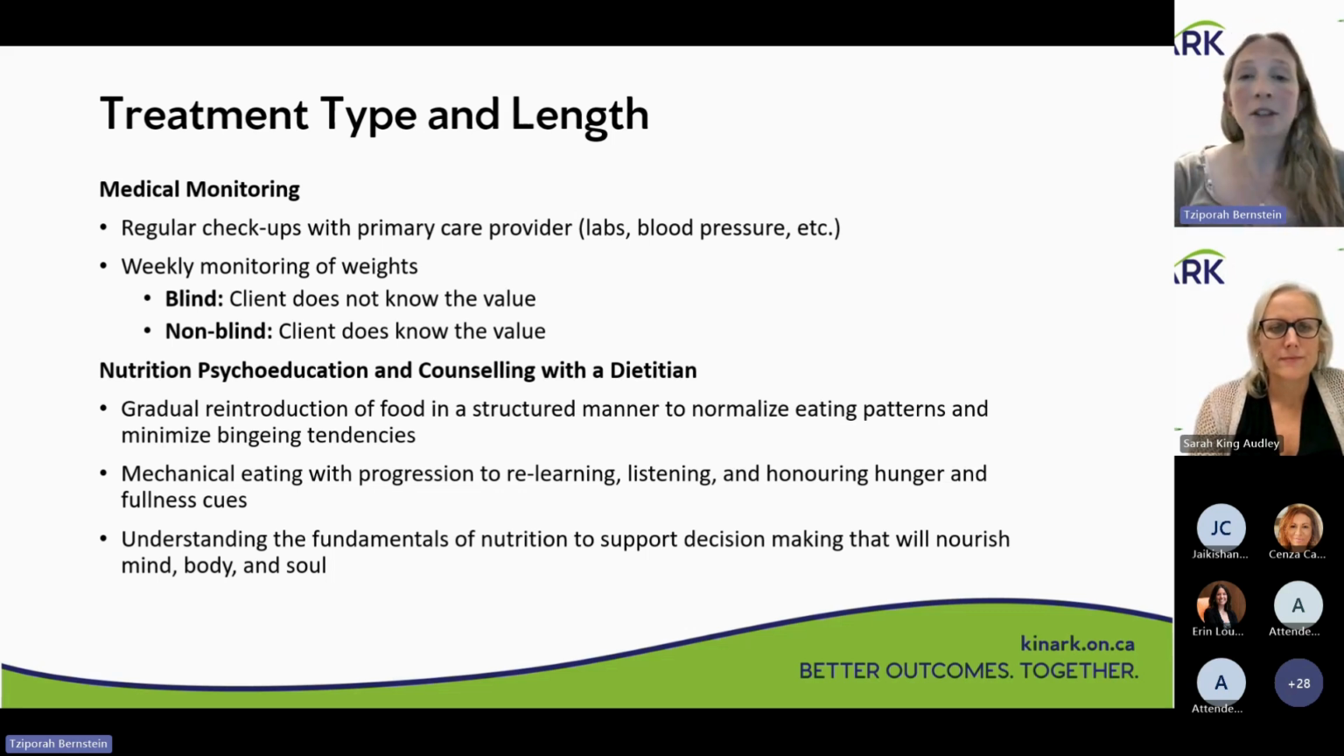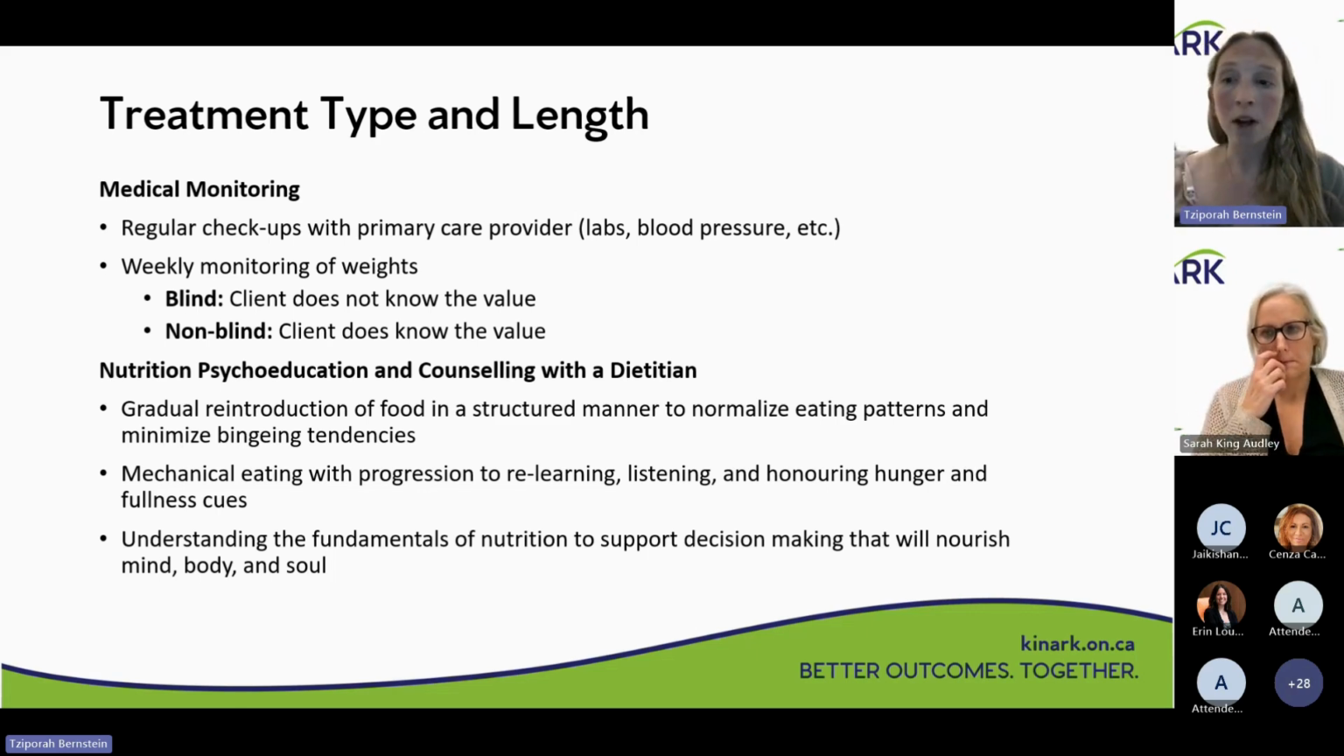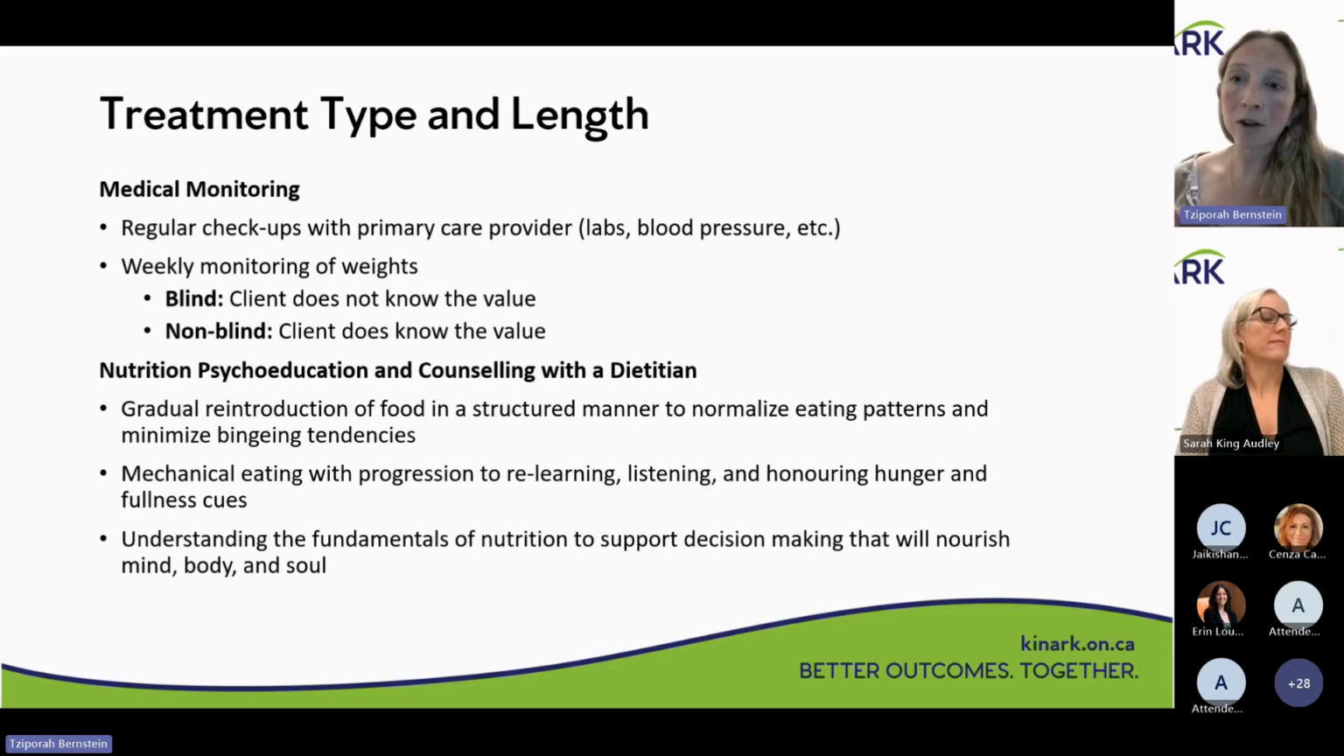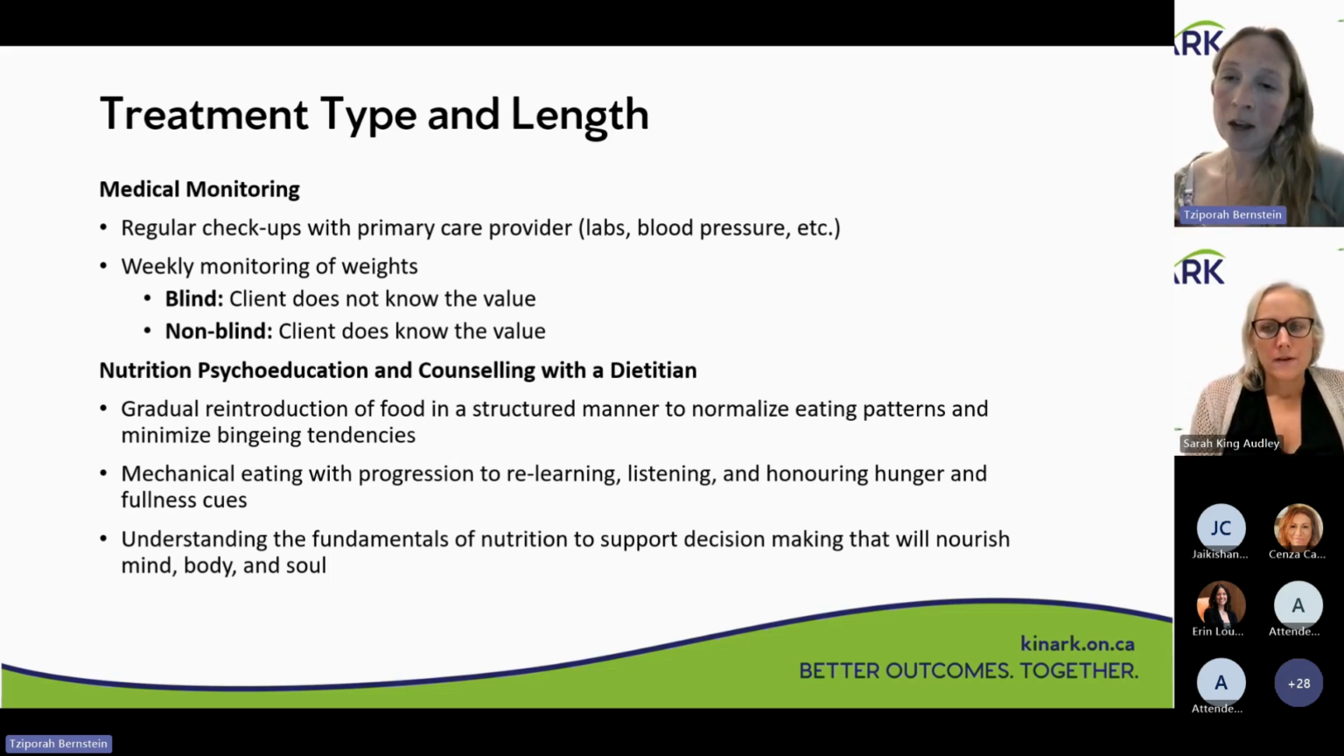And then obviously understanding the fundamentals of nutrition to support decision-making that will nourish mind, body, and soul. So really understanding the roles of the basic nutrients, something like protein and understanding why that's important for us and our muscles, or understanding why fat is important, right? A lot of the time that basic knowledge around what our nutrition actually provides for our body is not there. That's not typically something that they're teaching in depth at school.